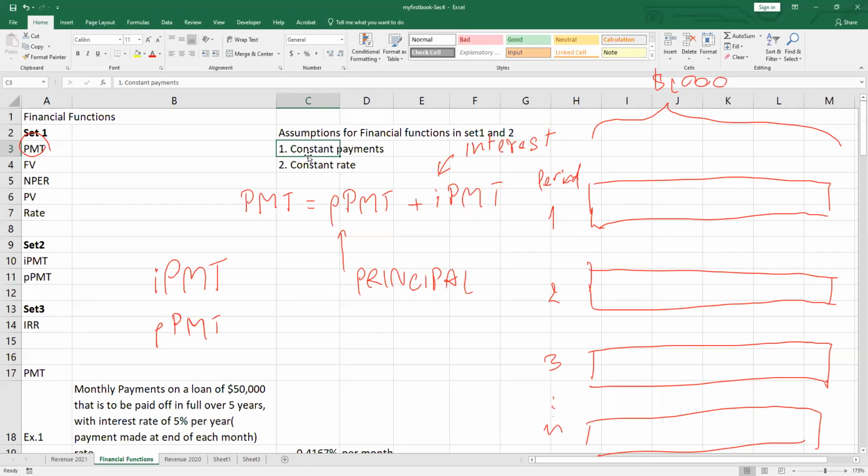So at the very beginning periods, the amount that you pay is mostly interest, and the small part is principal. When the time goes by, you pay principal more and you pay interest less.